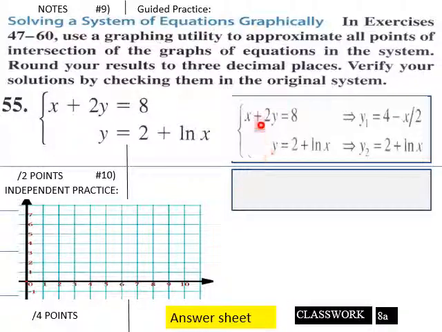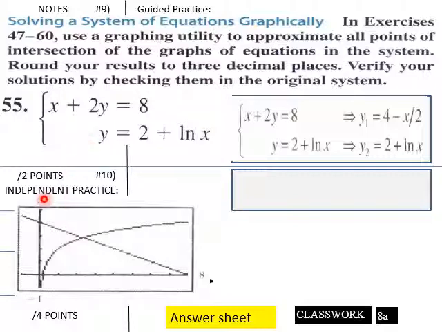So what do we have here? We have x plus 2y equals 8, and then y1 would be 4 minus x over 2 when we solve here for y. And then y2 is already solved for y. So we have a y1 and a y2 here.